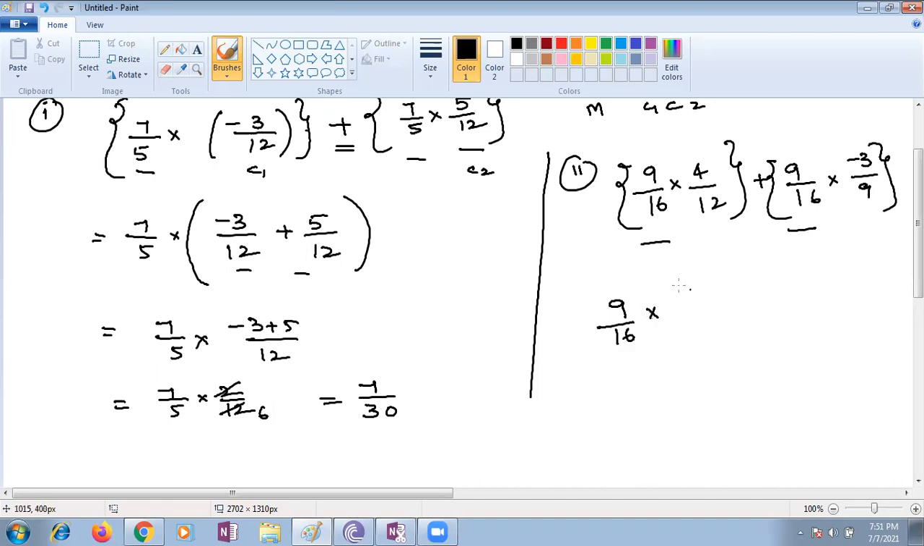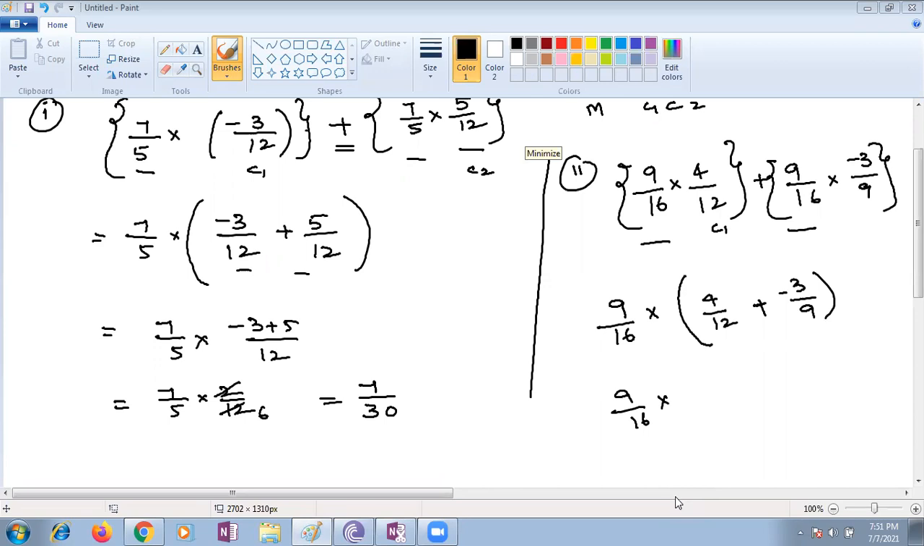9 by 16, use the brackets. First child is 4 by 12. Child 2 is minus into minus 3 by 9. Now you have to do this as 9 by 16 multiplied with the bracket. You can even reduce this, children, to make your calculation so simple. You have to reduce and do your sums. I can get the answer from the student. Very good. Harshita, 9 by 16. Okay, let me check whether it is correct or not. Very good, you are giving the first response.